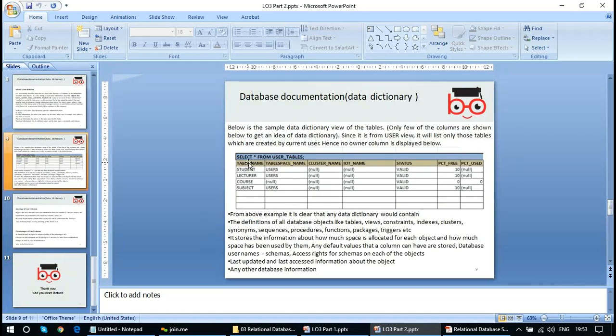Like select asterisk from user tables. Now, this is a valid command in the database. If you want to know how many tables are in the database, like a student is a table name, table space name is users. So students are under the users, cluster name, IoT name, status valid, and so on.